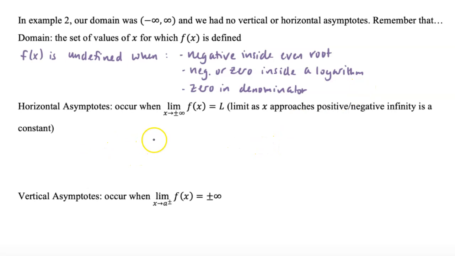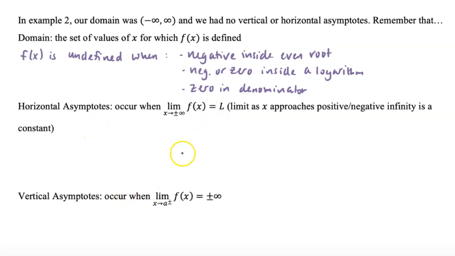Now, quick refresher on horizontal asymptotes. Horizontal asymptotes occur when the limit as x approaches positive or negative infinity of a function equals L. So what that means is that when we take x to approach positive or negative infinity, and we get a constant as our limit. So when our limit is a constant.